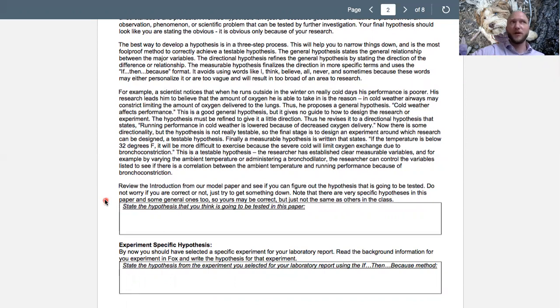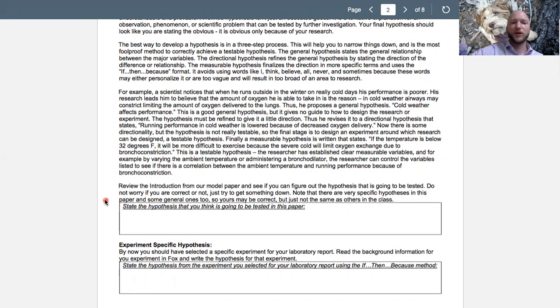The most common reason that people miss points on their laboratory report is formatting errors. The second most common reason that people miss points on their final laboratory report is they have something wrong with their hypothesis, and it's usually they didn't use the correct format.